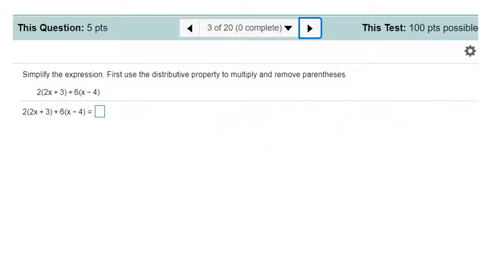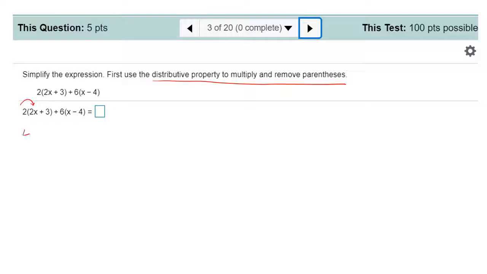In this third question, we're asked to simplify the expression. Read carefully the directions. It says use the distributive property to multiply and remove parentheses. It does not say solve. So we just need to remove the parentheses and combine like terms.